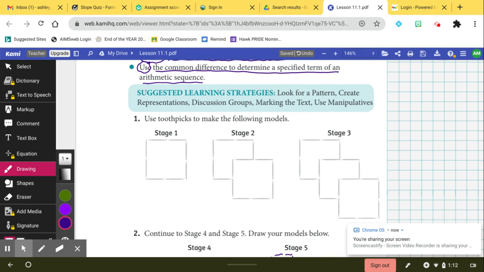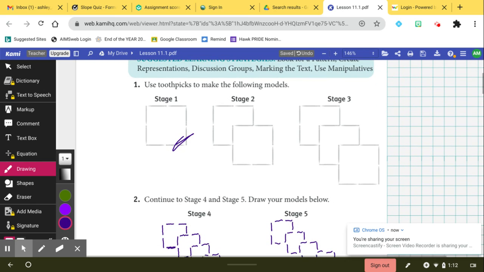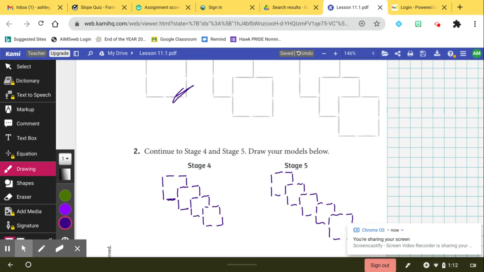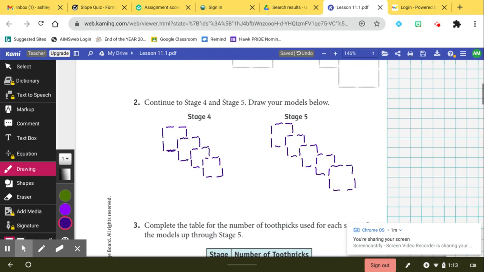It says use toothpicks to make the following model. So stage 1, we have that one. Stage 2, we take the two corner pieces, flip them up, and then make our new square. And then the same thing happens with 3, and we just continue this pattern. It says continue to stage 4 and stage 5. Draw your models below. I just have that drawn for us. So this is what 4 and 5 would look like.